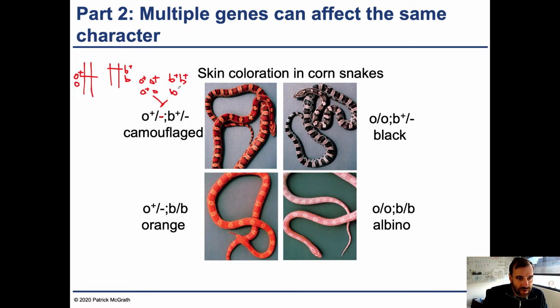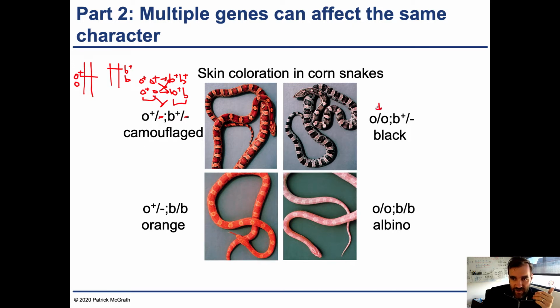So there's actually four different genotypes that lead to the camouflaged phenotype. So you can either be this combined with this, or this combined with this. Because there are so many genotypes, it's useful to use this dash to signify that. And what this is showing you is really just a very simple dominant-recessive relationship between this allele and this allele, and this allele and this allele. So if you have at least one dominant allele of both genes, then you are camouflaged.